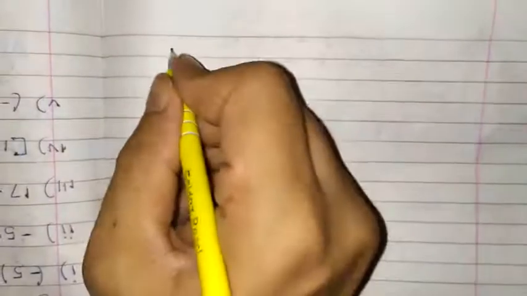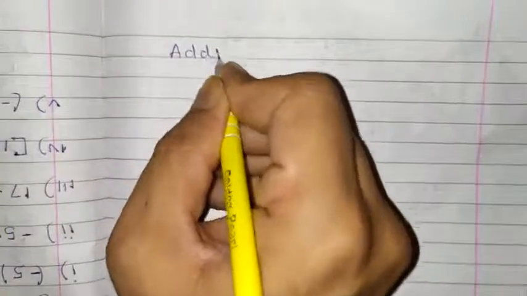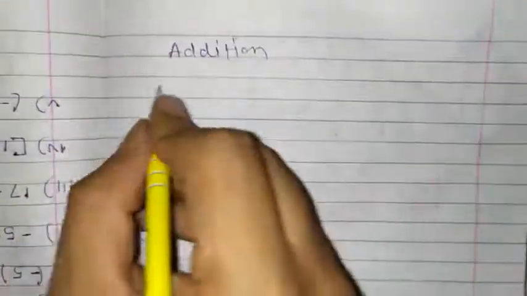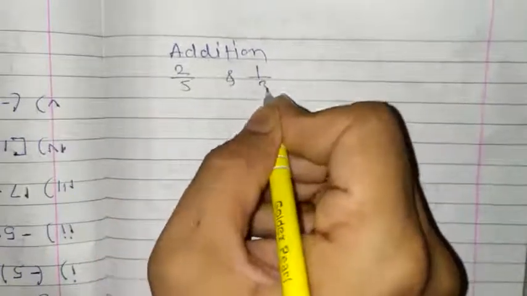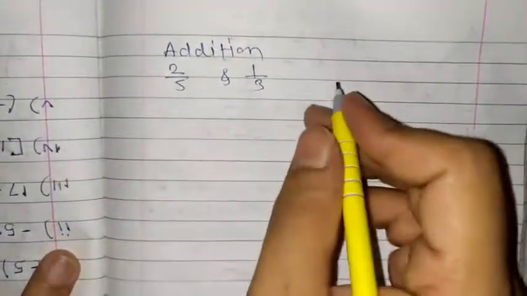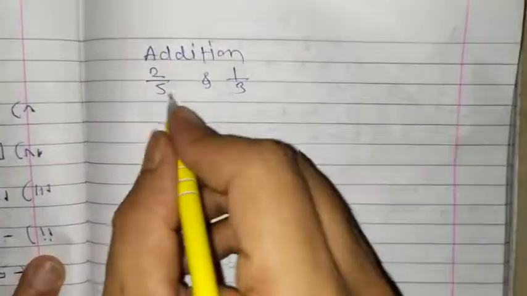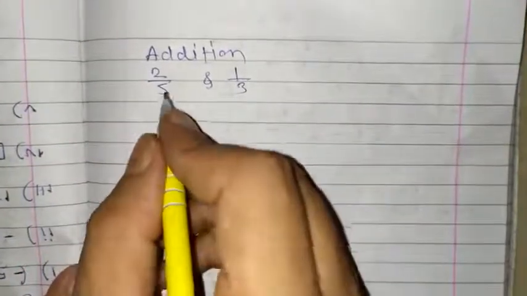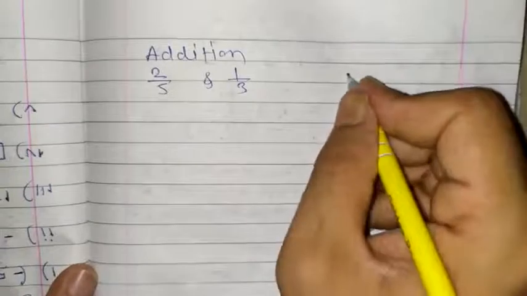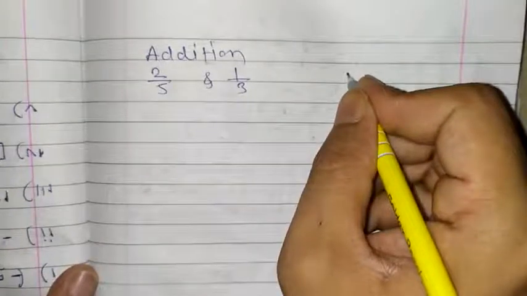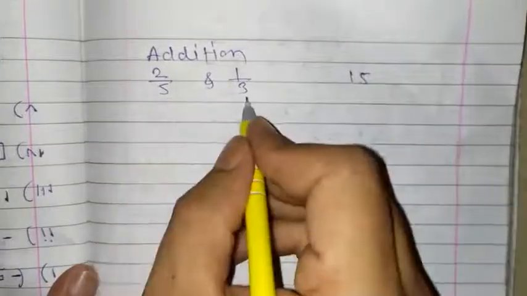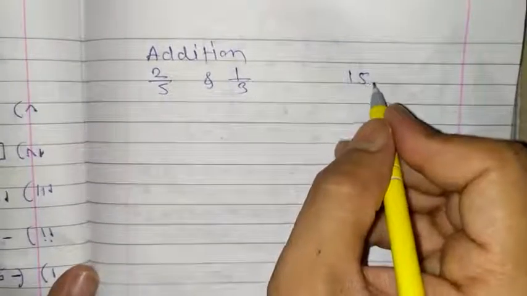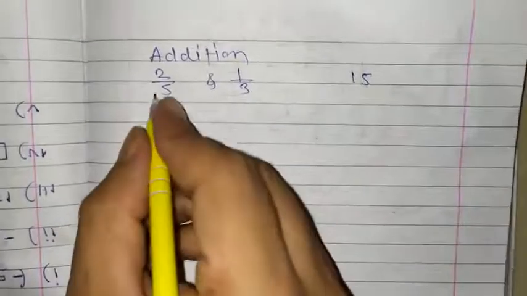Now we will see addition of fractions. I am taking two simple numbers for your understanding. Here you have to calculate the LCM. Why? We have to make their denominators the same, and for making the denominators the same, as you know, you have to find their LCM. The LCM of 5 and 3 is 15. If you don't know how to get the LCM, see the previous tutorial.